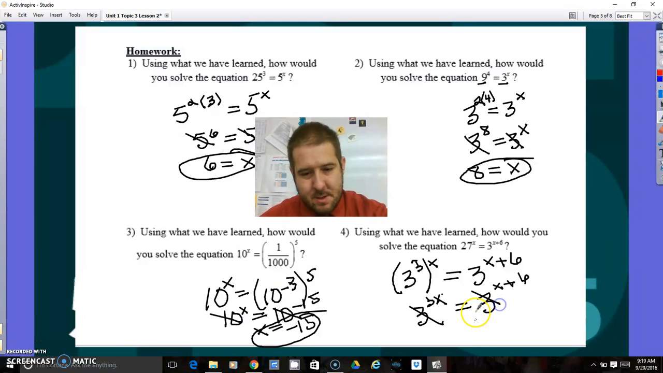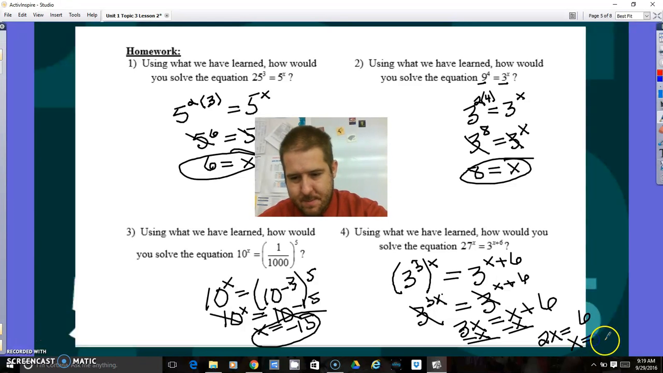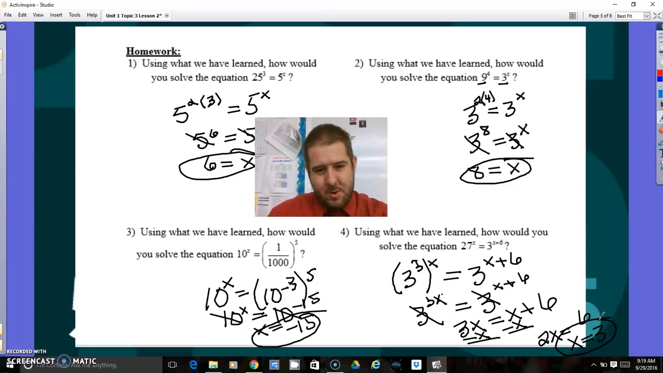Cross off your bases because they're the same. So that means 3x equals x plus 6. Use the subtraction property of equality. Yeah, we're using a lot of steps, but none of this is really that difficult. 2x equals 6. Divide both sides by 2. I kind of ran out of space here. So that means x is 3. 3 is the answer. Okay, great, awesome.